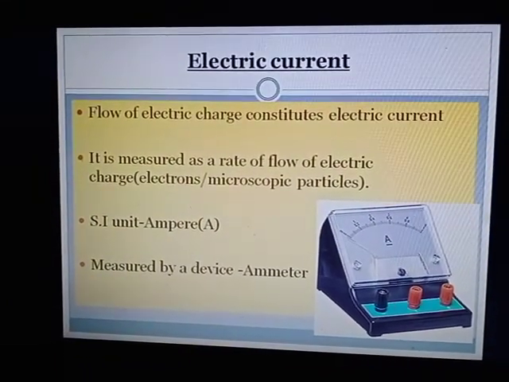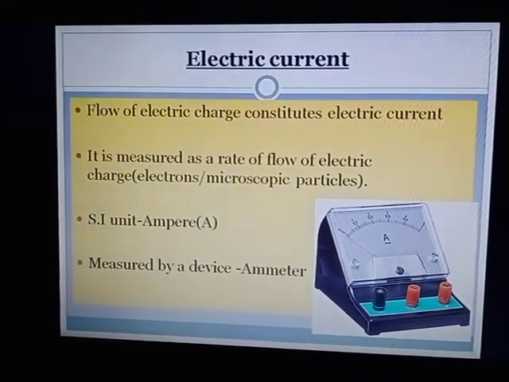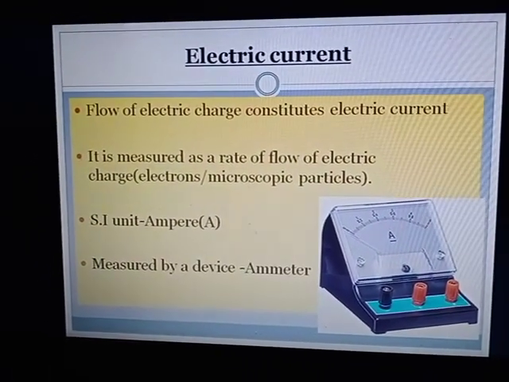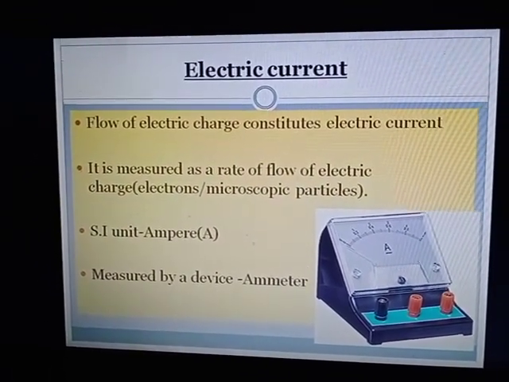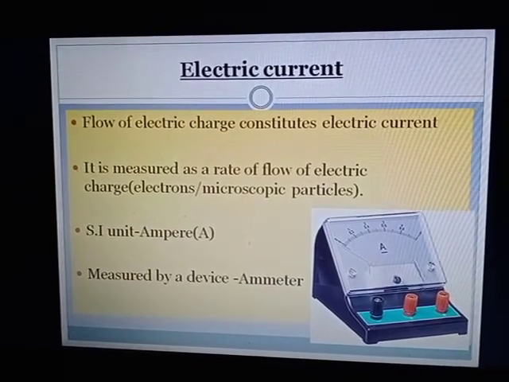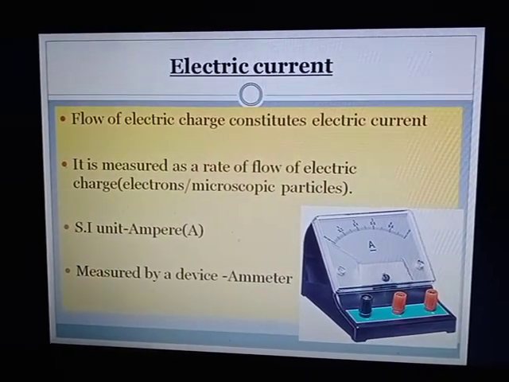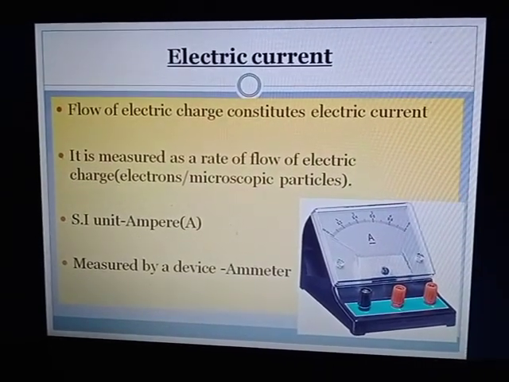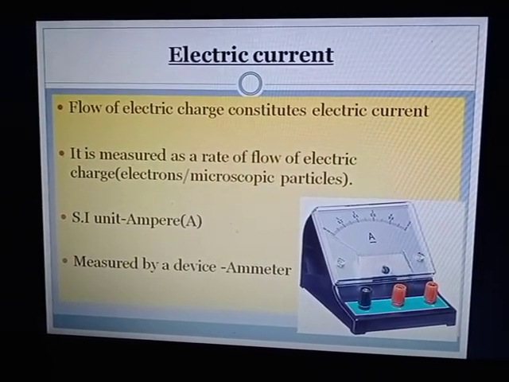So first is, what is electric current? The flow of electric charge constitutes electric current. It is measured as the rate of flow of electric charge. The charge here is the electron, and the electron is a microscopic particle. So what is an electron? I will tell you.